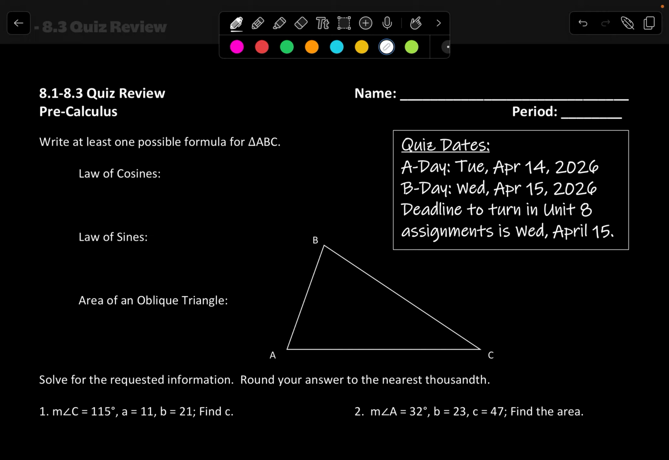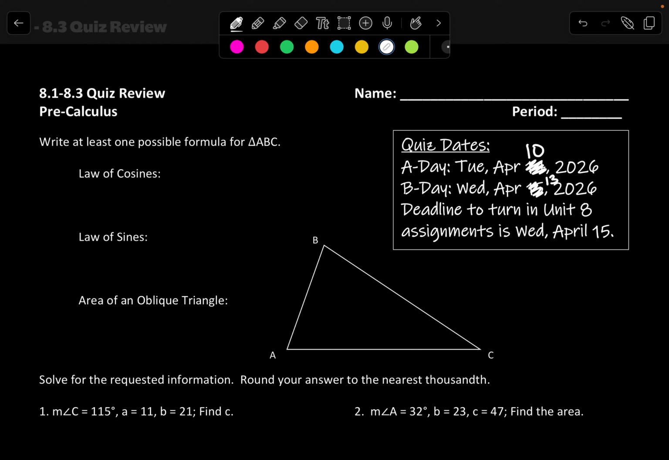This first section has the quiz dates in it, and I just want to remind you that these are incorrect. It's going to be the 10th for A Day, and it's going to be the 13th for B Day. So make sure you're prepared using this to prepare for taking your quiz next class.